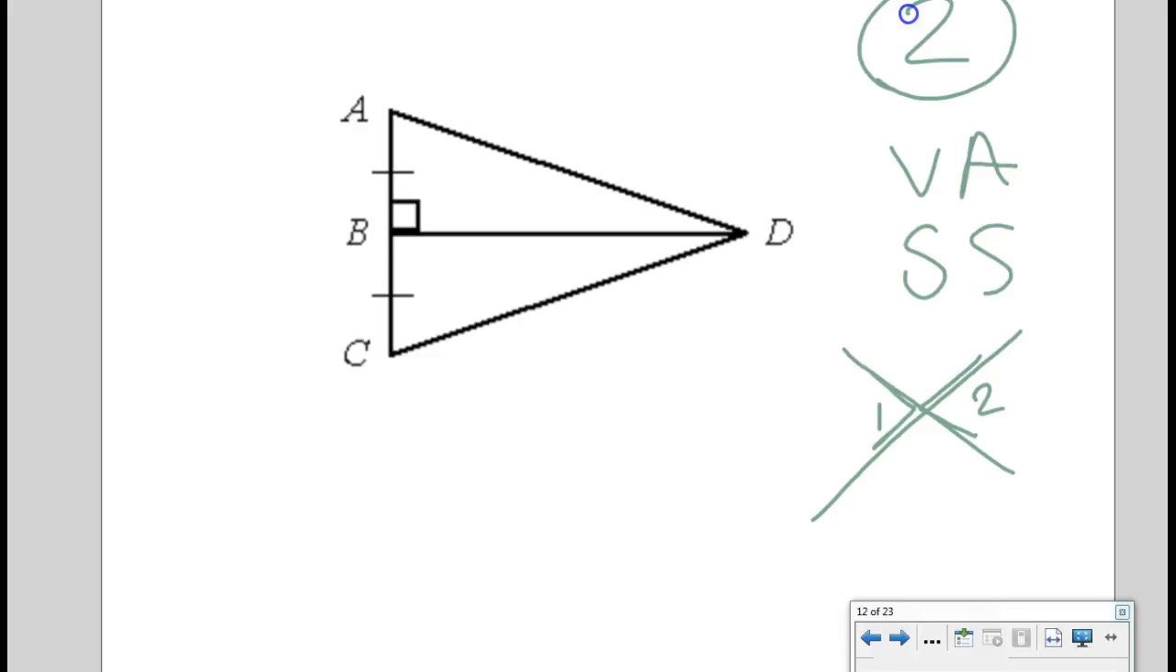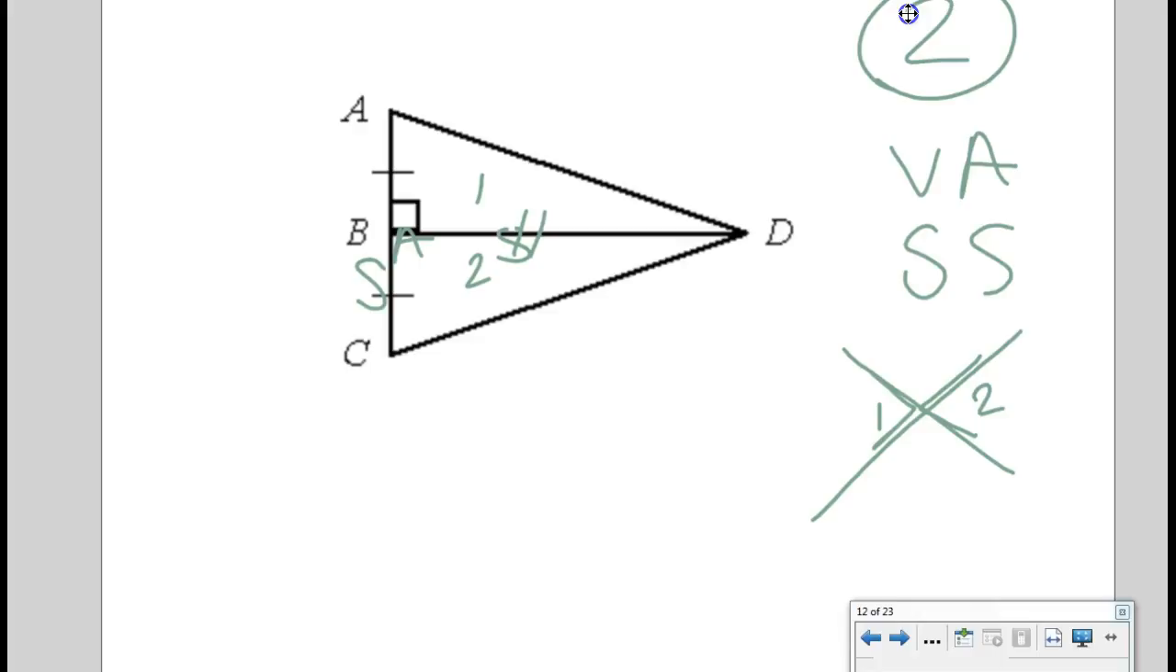Two triangles. Good. This is triangle number 1, this is triangle number 2. They're touching. They're not just touching at one point, they're touching at a whole segment. They are touching at BD. So now we take inventory of what we have. Side, then an angle, and then a side. No, wait a minute, there was no right angle marking there.